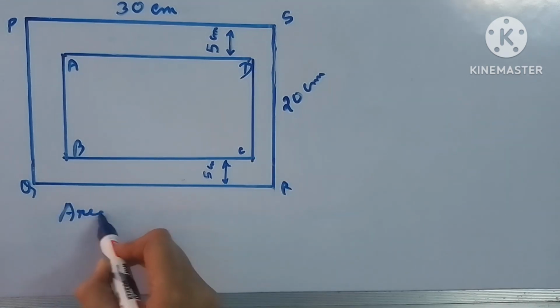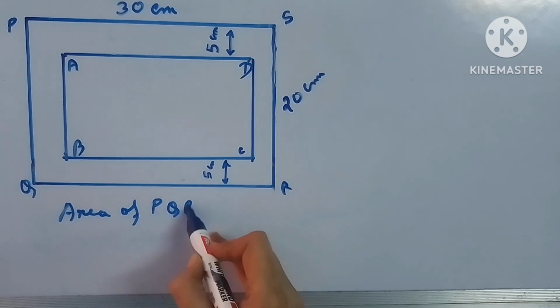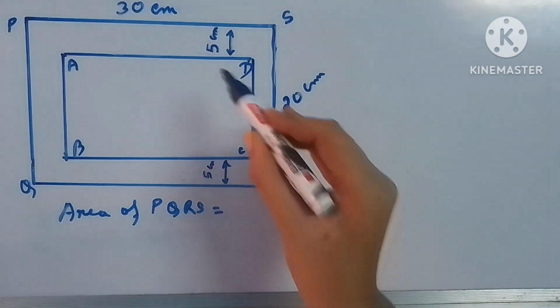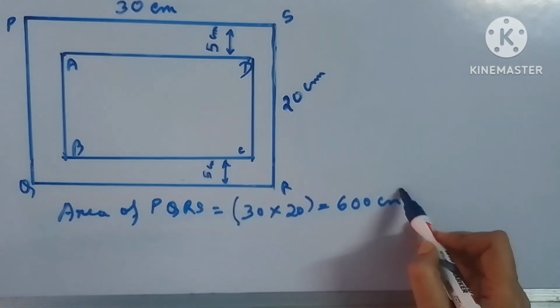Now first we have to calculate the area of the total page. It will be 30 cm multiplied by 20 cm, which means 600 cm square.